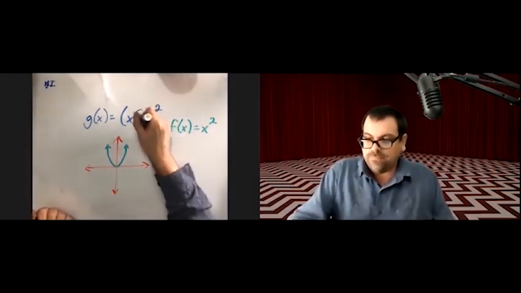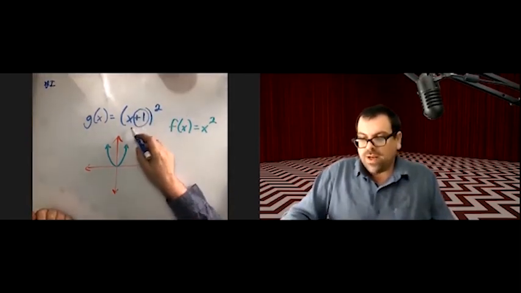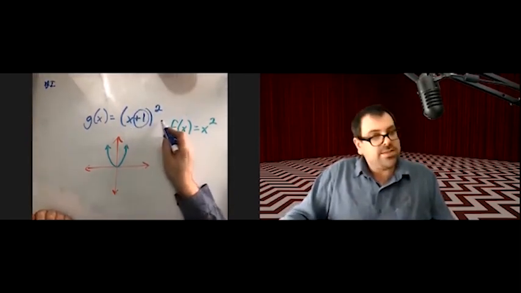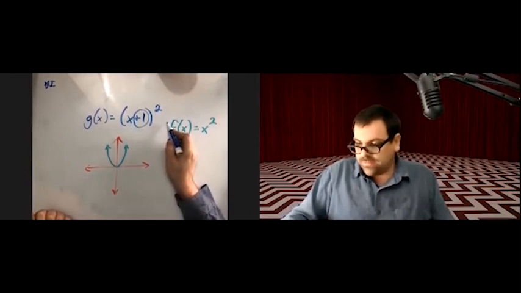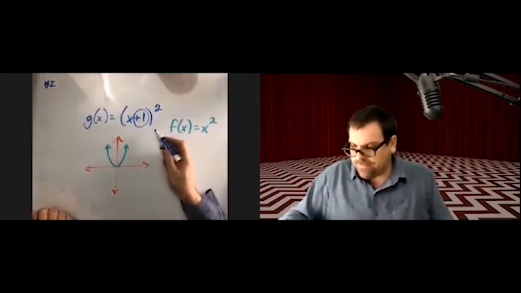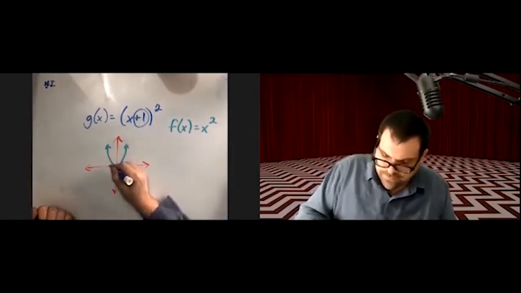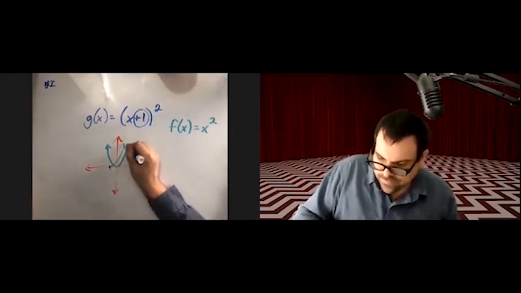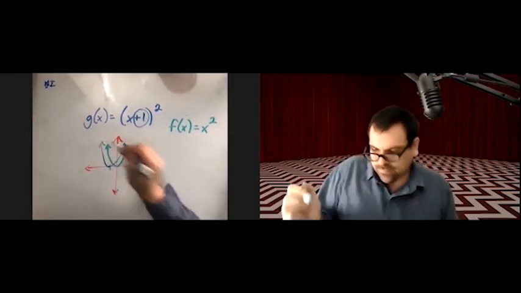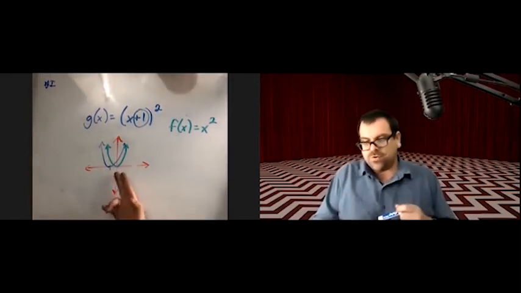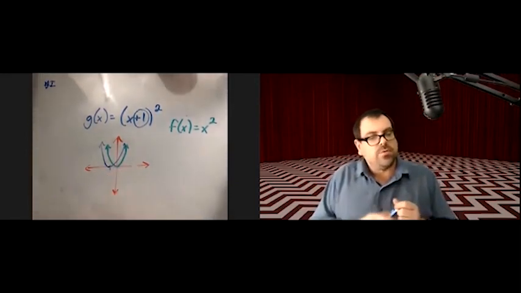Plus 1, when it's added to the x and not to the square, not to the whole function, plus 1, that's going to move to the left 1. So it's our normal quadratic moved left 1.